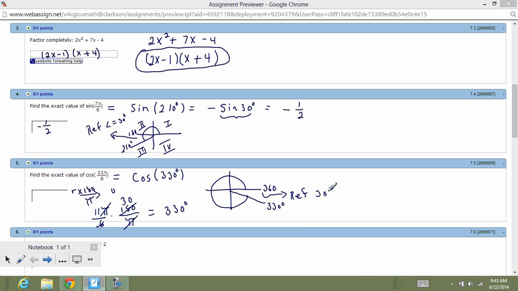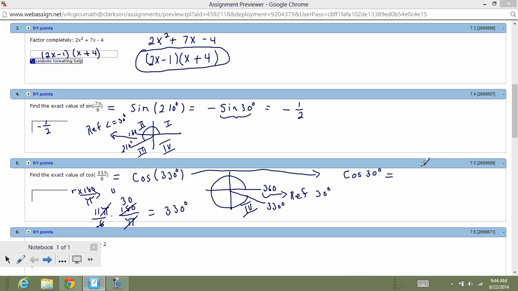is 30 degrees. That tells us then that the cosine of 330 will be the same as the cosine of 30 degrees. And now in terms of quadrants, remember in the fourth quadrant, which is where the terminal side of our angle lies, cosine is positive. And so this value for cosine 330 degrees will be exactly the same as the cosine of 30.